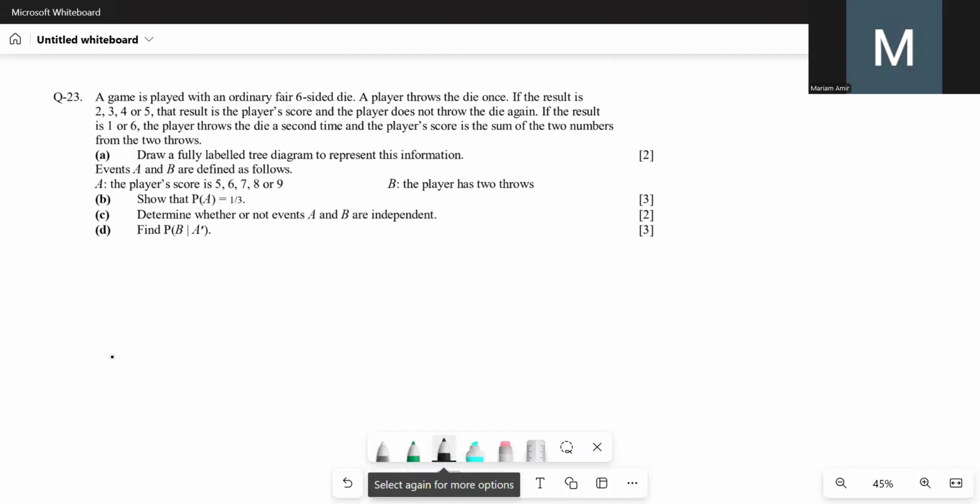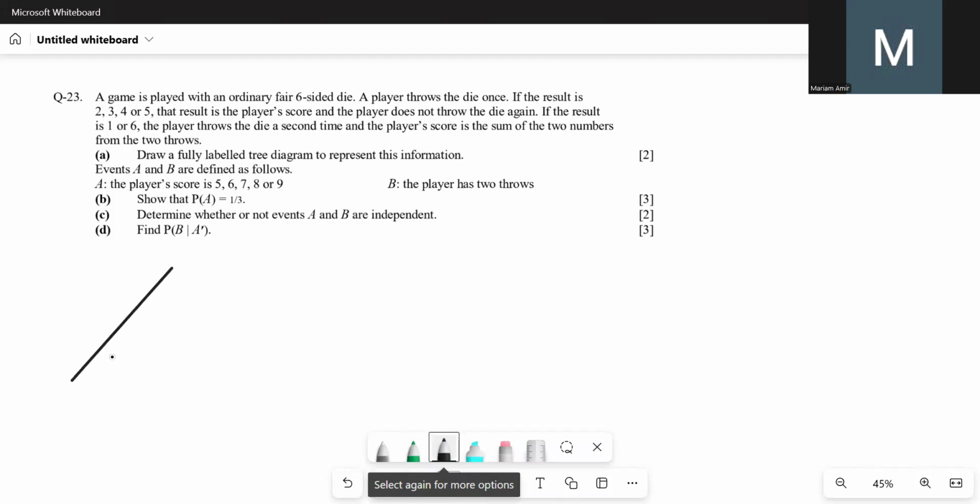The game is played with an ordinary fair six-sided die. A player throws the die once. If the result is 2, 3, 4, or 5, that result is the player's score and the player does not throw the die again. If the result is 1 or 6, the player throws the die a second time and the player's score is the sum of the two numbers from the two throws. Part A. Draw a fully labeled tree diagram to represent this information.